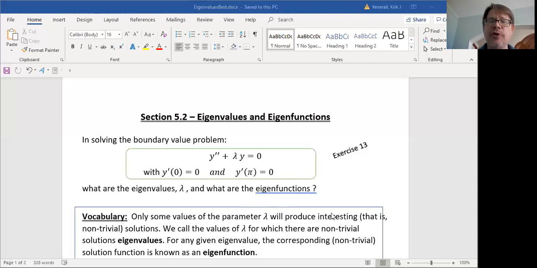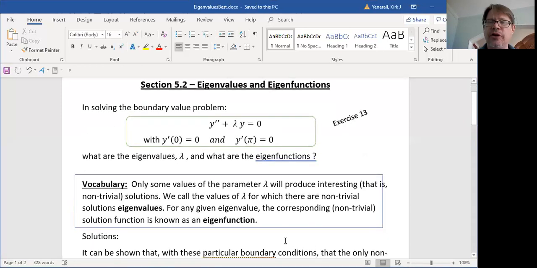So in terms of vocabulary, we're going to introduce the following definition. We're going to say that for this problem, any values of the parameter lambda that produce non-trivial solutions, we're going to call those eigenvalues for this particular boundary value problem. So something is an eigenvalue for the boundary value problem if that value produces non-trivial solutions, solutions that aren't identically equal to 0. Those are what we're going to refer to as eigenvalues.